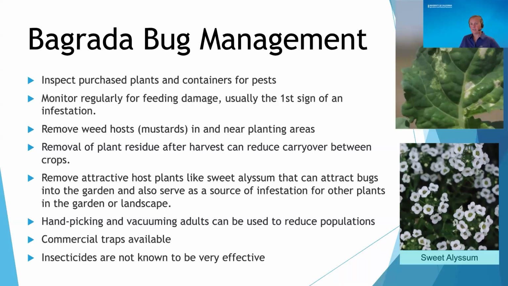When the bugs do appear around your plants, physical removal is often the most reliable method. You can also make it a fun activity. Hand-picking the adults can keep the numbers down. Some people actually vacuum them off the plants. It's another effective trick for the larger infestations. There are commercial traps available, but that really just helps monitor or reduce the numbers slightly. And some people might want to immediately jump to insecticides, but they're not really effective against Bagrada bugs. It's really about monitoring and physically removing the pests. Start early and make sure you monitor your plants.